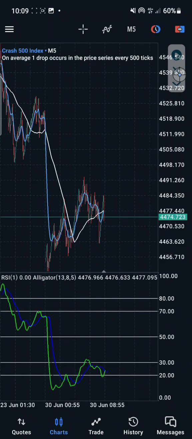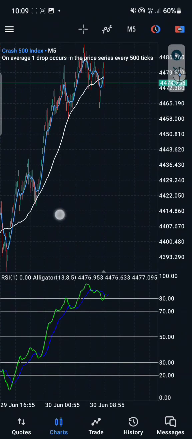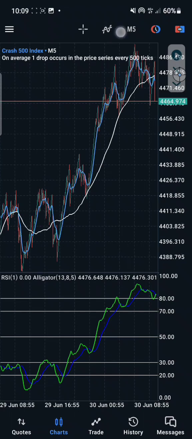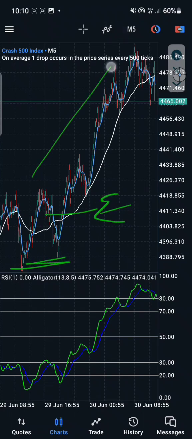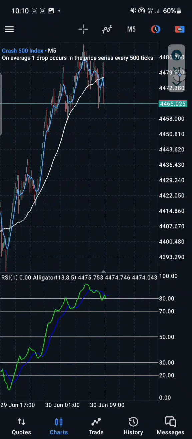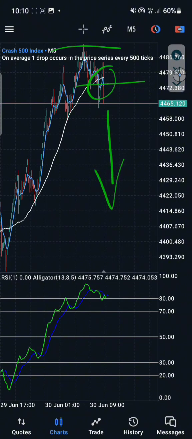Let's move on to Crash 500. This is Crash 500. Crash 500 started an uptrend from here, and of course gave us an entry point around there, and it is still buying at the moment. Even though it has gotten to a resistance zone and may likely go back into a downtrend because we are getting some signals from here, so this should be selling right now.